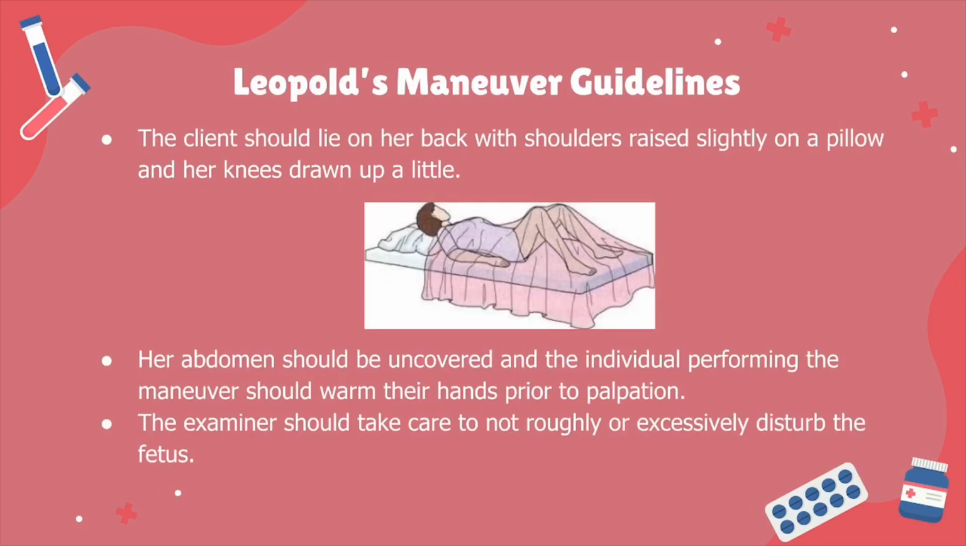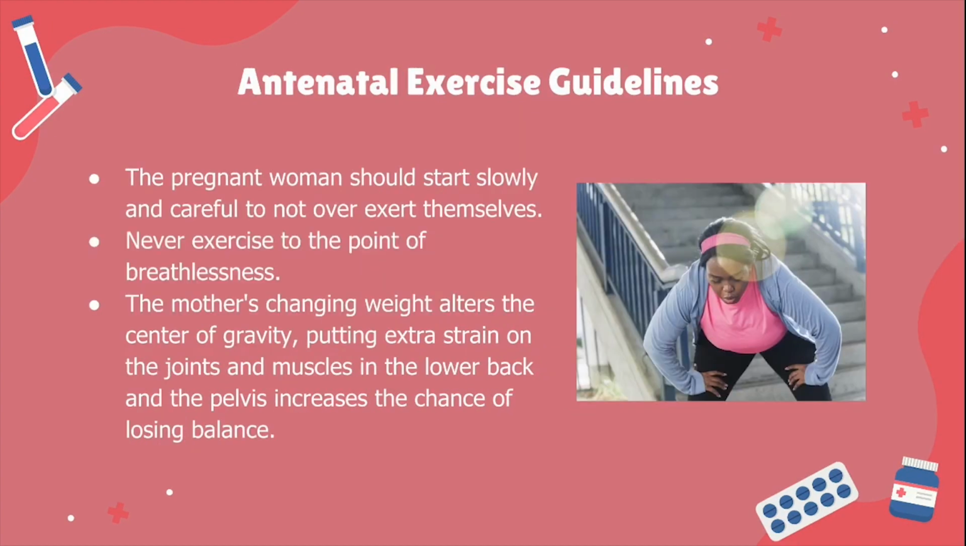Next is, the client should lie on her back with shoulders raised slightly on a pillow and her knees drawn up a little. So this is what we call the dorsal recumbent position. Her abdomen should be uncovered and the individual performing the maneuver should warm their hands prior to palpation. The examiner should take care to not roughly or excessively disturb the fetus. Let us proceed to the antenatal exercise guidelines.